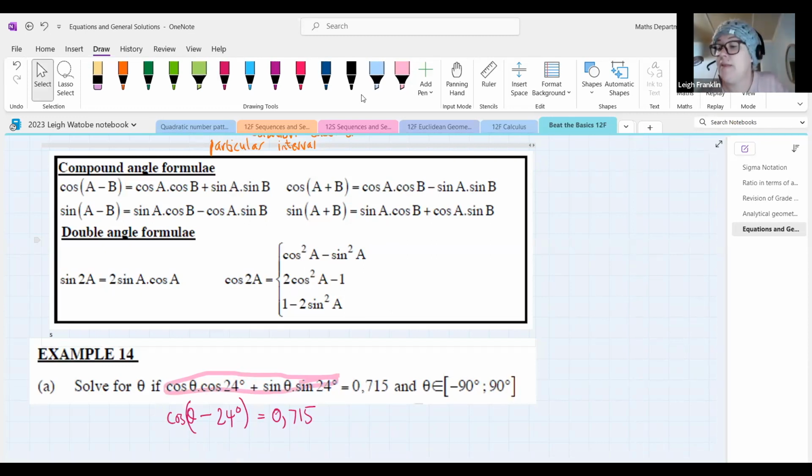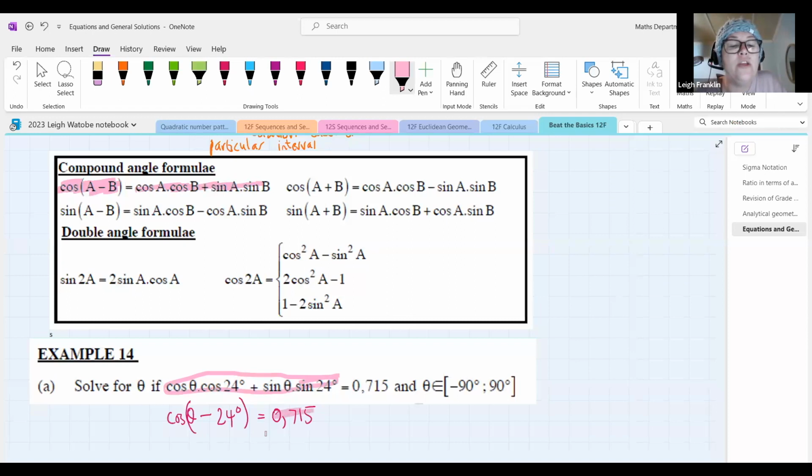Let me just highlight this in pink for you. This is what we're looking at. Cos, cos, sine, sine, and there was a plus. That's why she has done the reversal of the expansion and she said cos A minus B. So in this case, cos theta minus 24 equals 0,715.